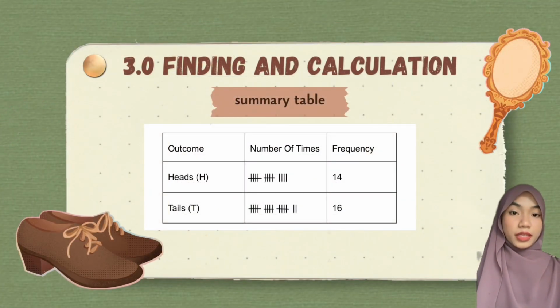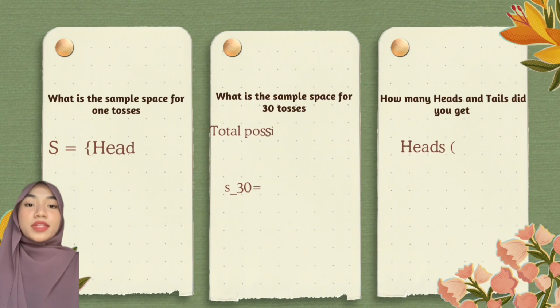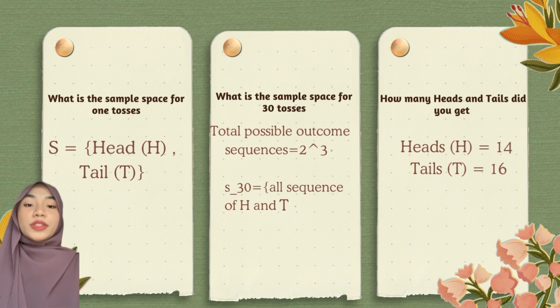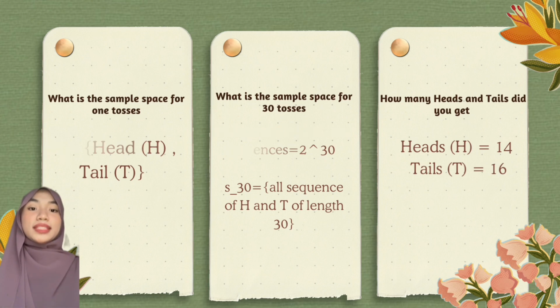As we can see from the table, the total frequency for head is 14 and the total frequency for tails is 16. The sample space for one toss is S equals {head, tail}. The sample space for 30 tosses, total possible outcome sequences, equals 2 to the power of 30, as 2^30 equals all sequences of H and T of length 30. The head and tail that we got is head equals 14 and tail equals 16.